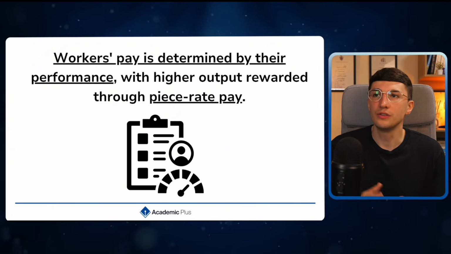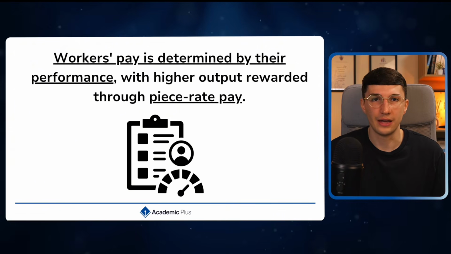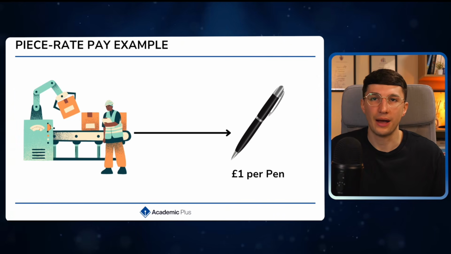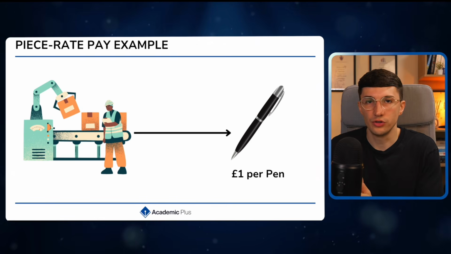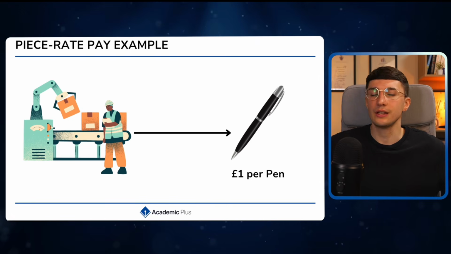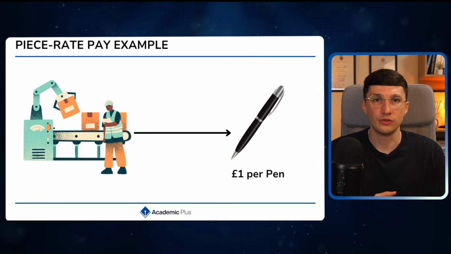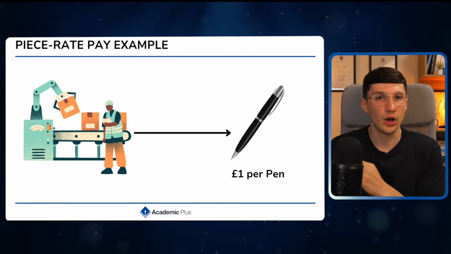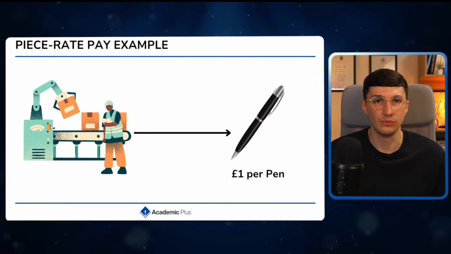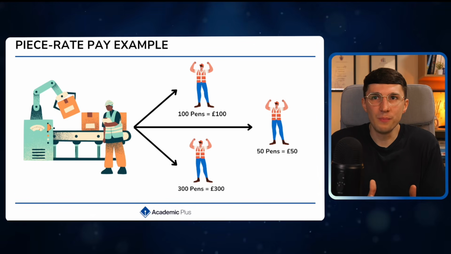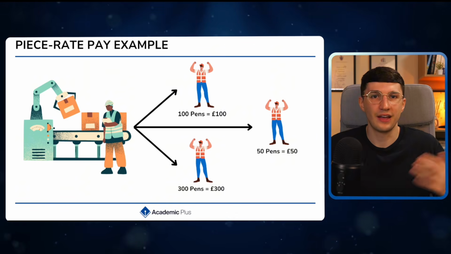So what he did was he adopted a piece rate pay. And what we mean by a piece rate pay is that the more products that you would produce, the more money you would get. So let's say, simple example, if I was producing pens, for every 1 pen that I would produce, I would get £1. So the principle is simple. The more money that employees want to earn, the harder they have to work.